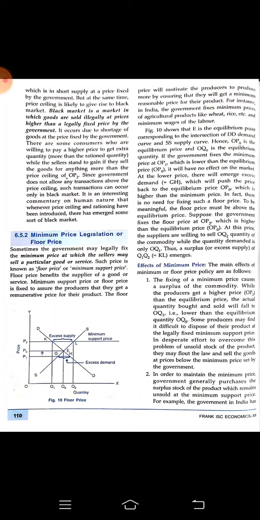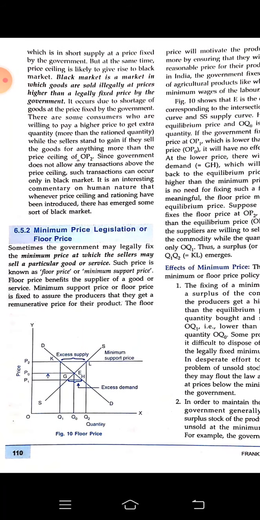Floor price benefits the supplier of a good or service. In India the government fixes the minimum price of agricultural products like wheat, rice, etc., and minimum wages of the labor. Let us see now. Here they are saying, if the government fixes the minimum price at OP1, which is lower than the equilibrium.